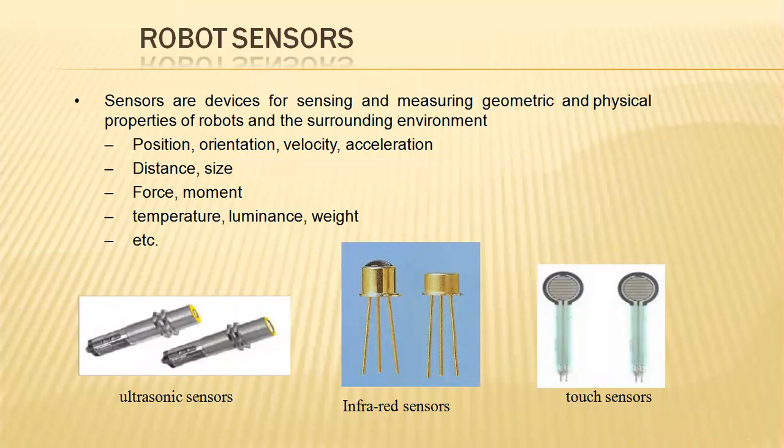Initially, coming to the robot sensors. Sensors are the devices which will be passing the message or sensing and measuring the geometrical and physical properties of the robots. So the present physical conditions, not only within the particular existing element but even its surroundings up to the maximum stipulated range of the particular sensor.